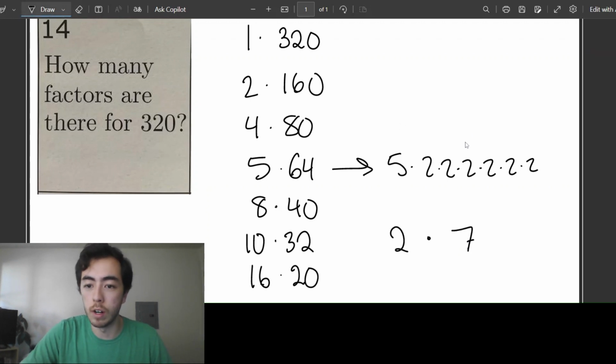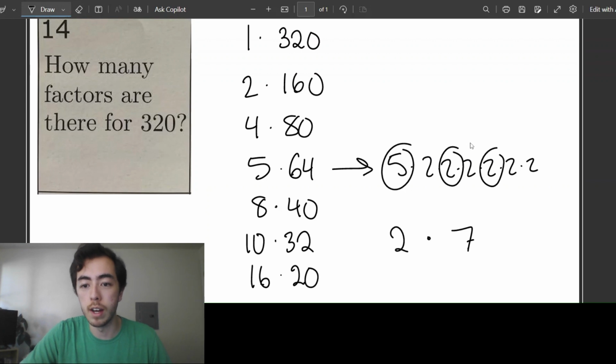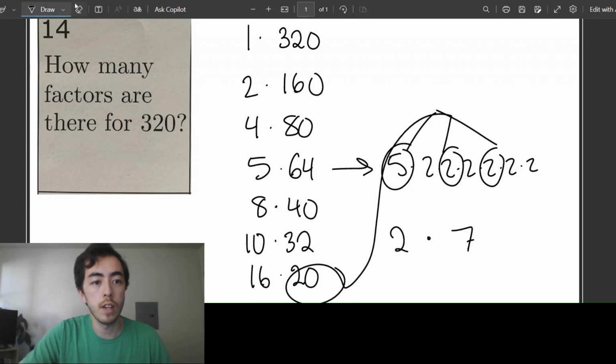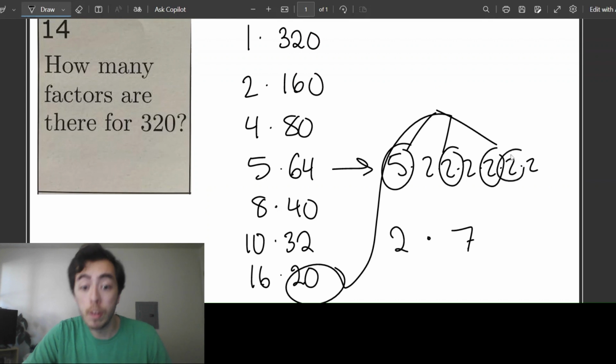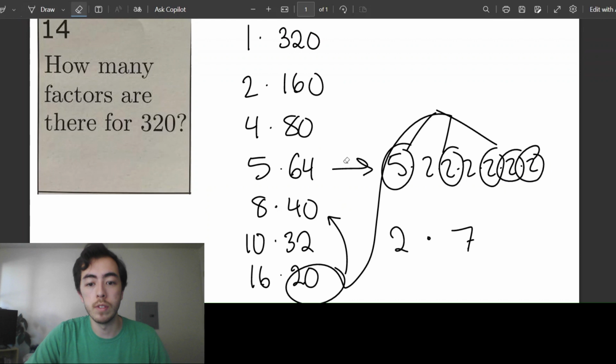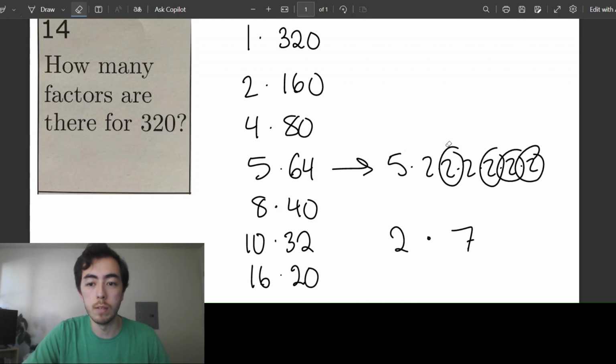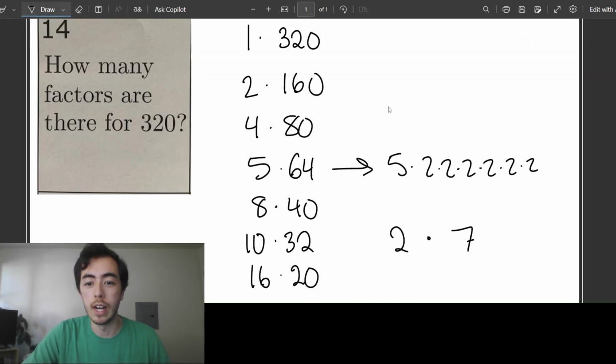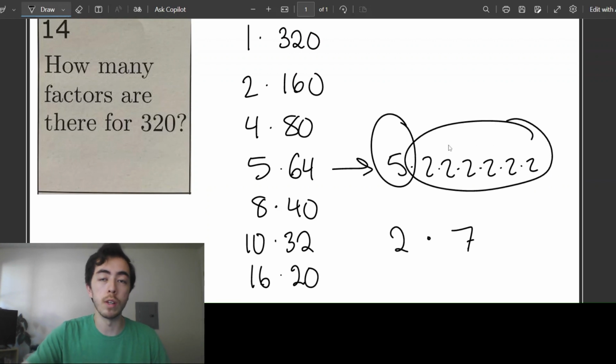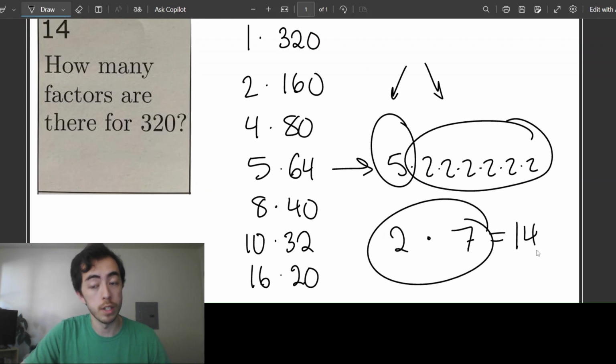If I just start grabbing some 2's and then maybe the 5, this creates the 20 that we just saw. If I put another 2 in there, then that's 40. If I put another 2 in there, that's 80. And so all the numbers that I have in the list on the left are accounted for by this strategy of picking either one 5 or no 5's, and then any amount of 2's between 0 through 6. So with 2 options and 7 options, we can multiply those two numbers together and get 14 options, which is precisely the amount of factors that we just found already.